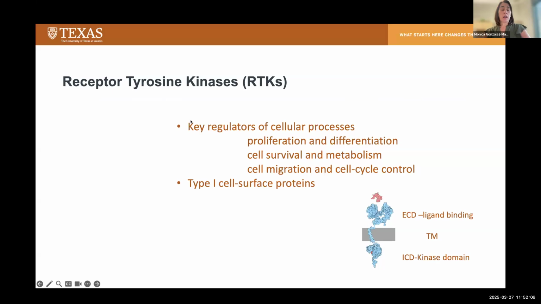Just a brief introduction to the receptor tyrosine kinases. They are key regulators of cellular processes: proliferation, differentiation, cell survival, and metabolism, as well as cell migration and cell cycle control. They are type 1 cell surface proteins, and they all share the same architecture, with an extracellular region that binds a ligand, a transmembrane domain, and an intracellular region that has the kinase domain.